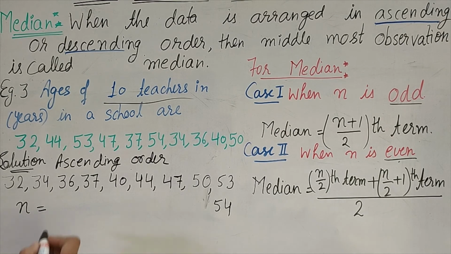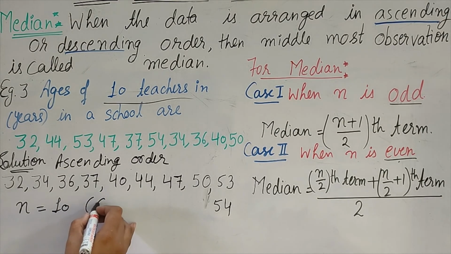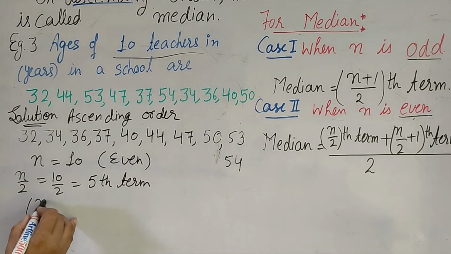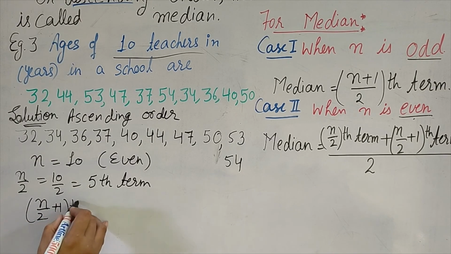Now the number of terms n is 10 here. So just write down that it is even. In case of even, we will find the median by this formula. First of all, write down n upon 2, that is 10 upon 2, that is the fifth term. One, we have to take the fifth term. Then the second one is n upon 2 plus 1. Another thing, (n upon 2 plus 1)th term.